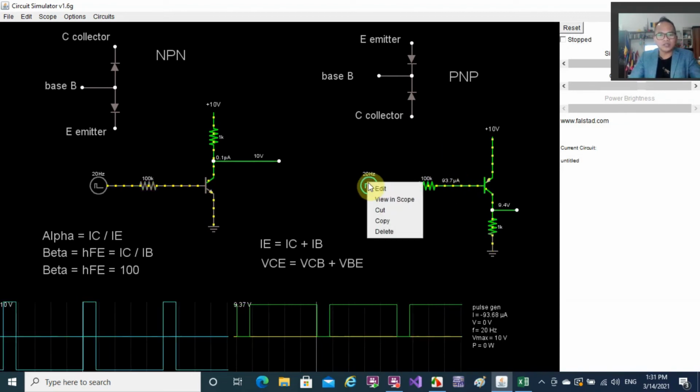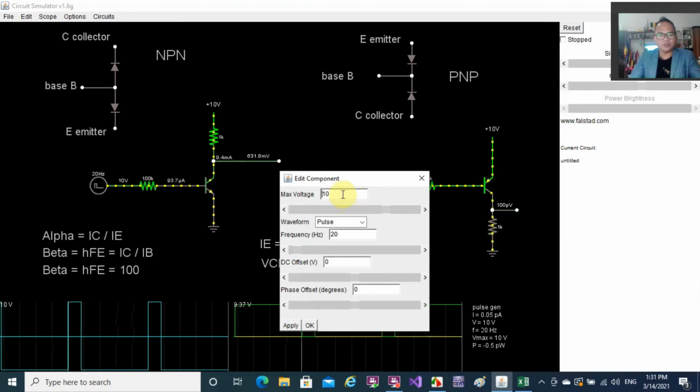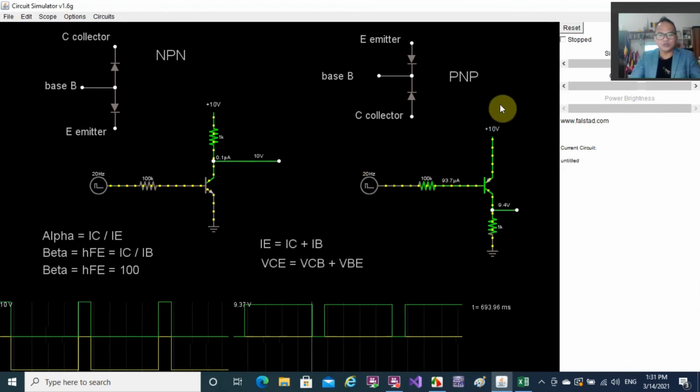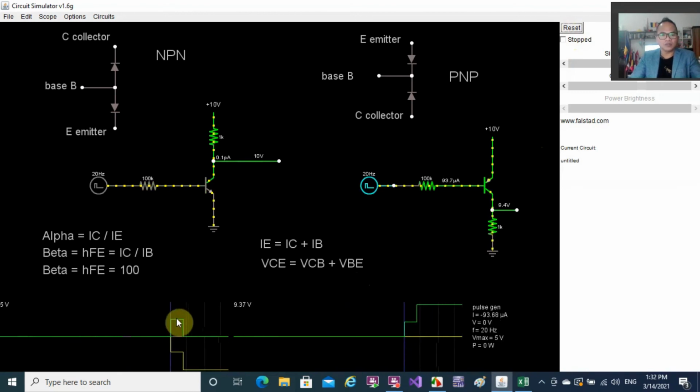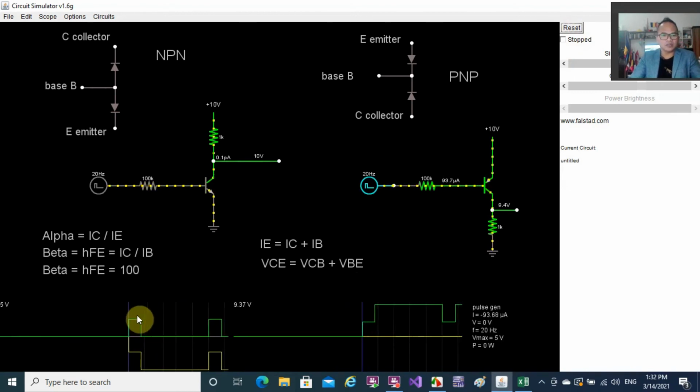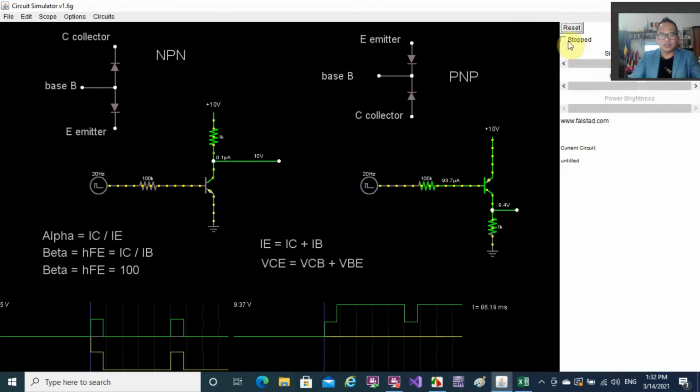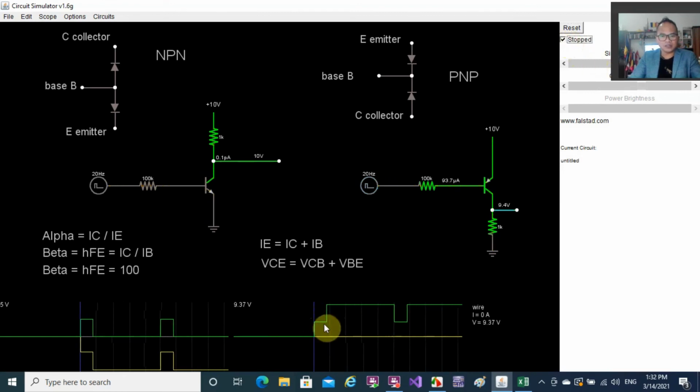Now let's change the value of our input to 5, a lower value versus the VCC. Reset. So this is our on and off. On is 5 and off is 0. As you can see, stop. So when on, the output is around 4.4 and when off, the output is 9.4. This is how the transistor works as a switching process.